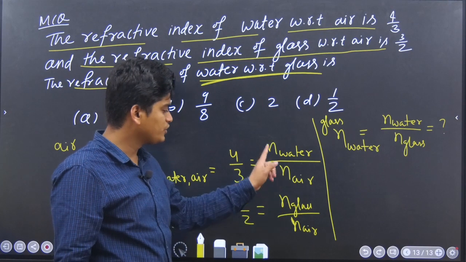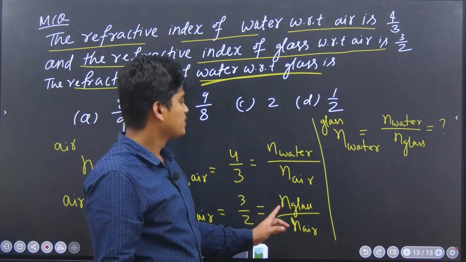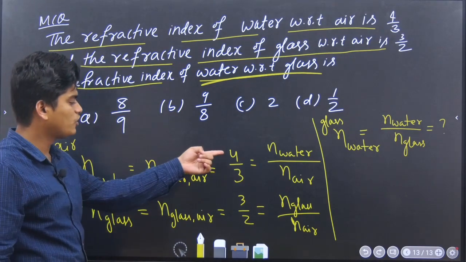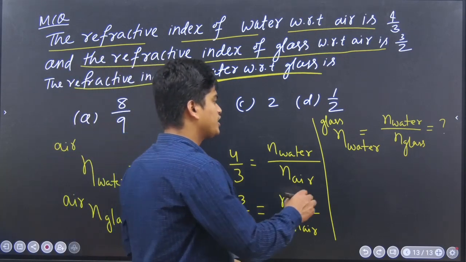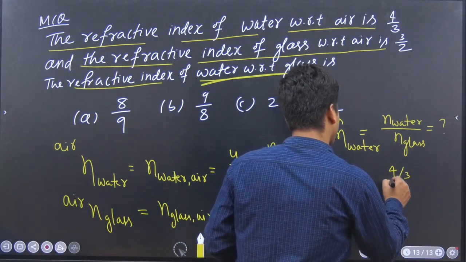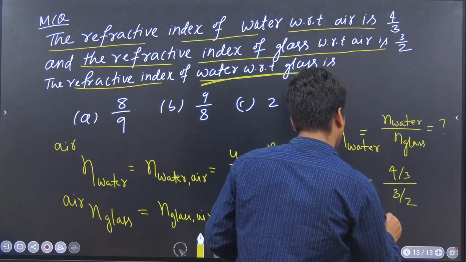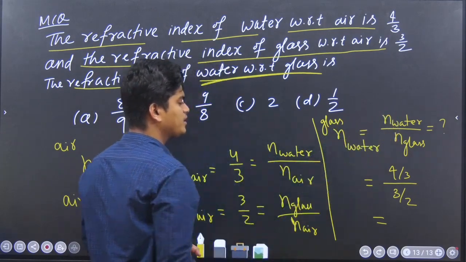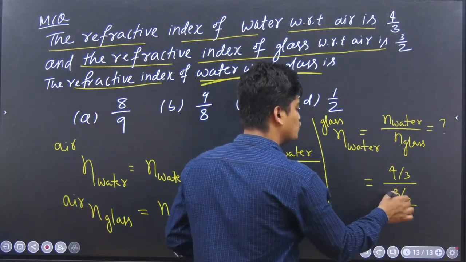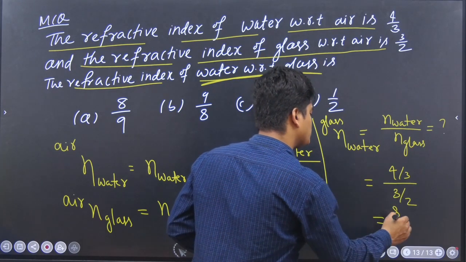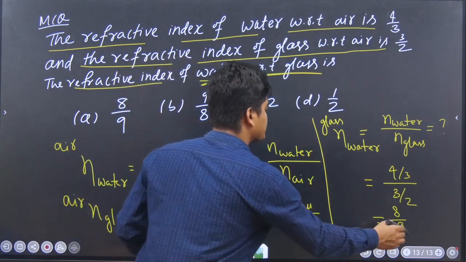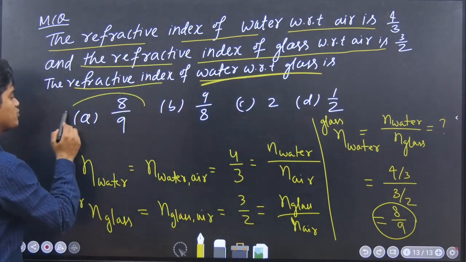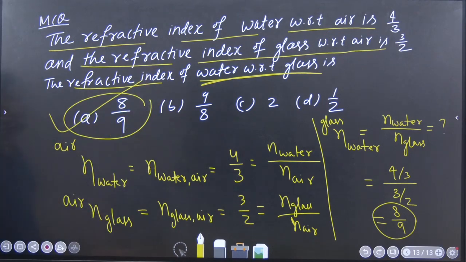If you divide these two relations, then you can get water by glass directly. So let me write here: it equals 4/3 divided by 3/2. Because air gets cancelled, water by glass will remain. So 4/3 divided by 3/2: this 2 goes up, it becomes 8, and 3 into 3 becomes 9. So the answer to what they are asking is 8/9. Check your options: 8/9, 9/2 and 1. So the answer is option A, which is 8/9.